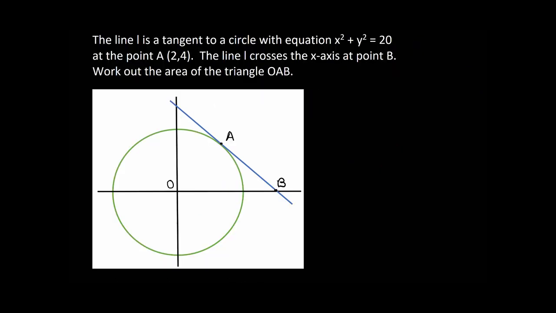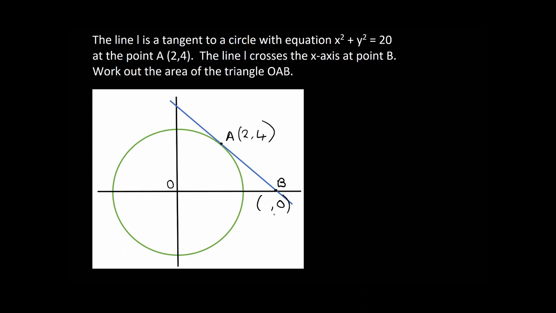Here's another classic type of question. The blue line here, they're telling us, is a tangent to the circle with equation x squared plus y squared equals 20. And A is at 2, 4. Let's pop that on the diagram to make that clear. And the line crosses the x-axis at B. And what we know about point B is that the y coordinate of it is 0. And we will need to find the x coordinate.